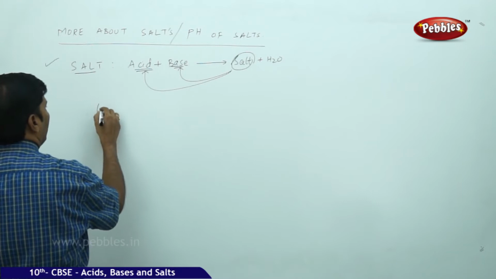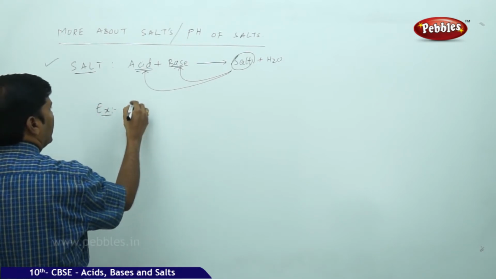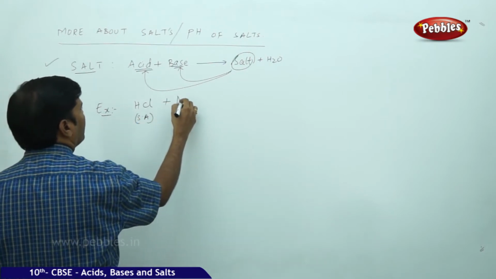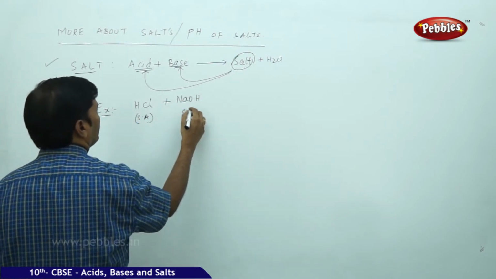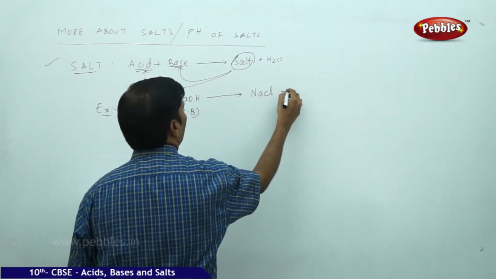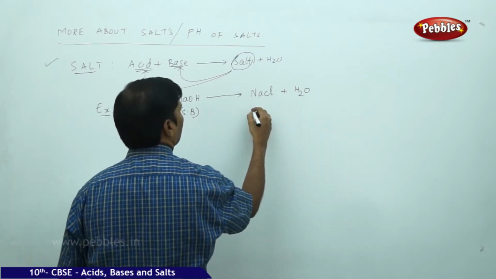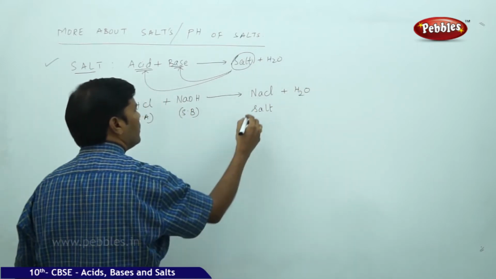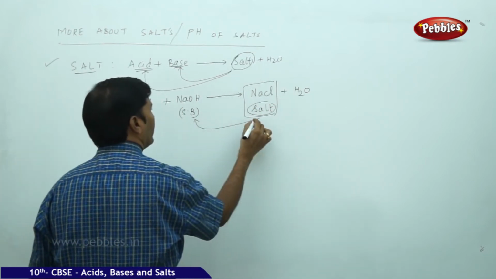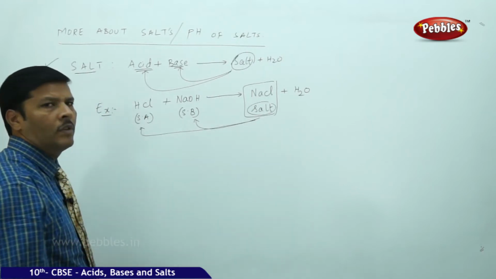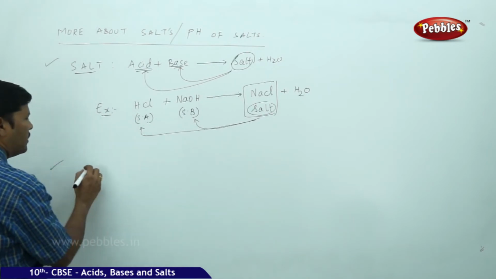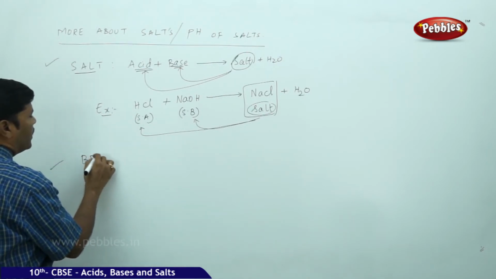For example, take HCl, which is a strong acid, and the base NaOH, which is a strong base. It reacts to give NaCl plus H2O. This is a salt. But mind you, this salt NaCl is a salt of a strong base and a strong acid. This is what you have to understand.